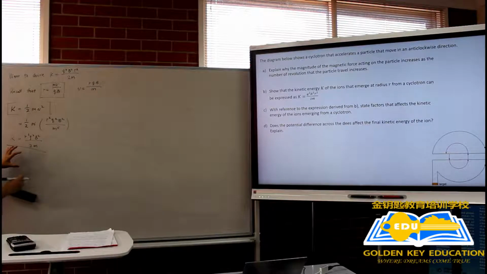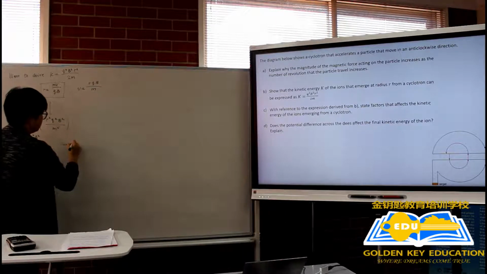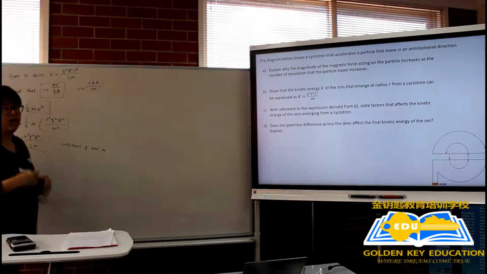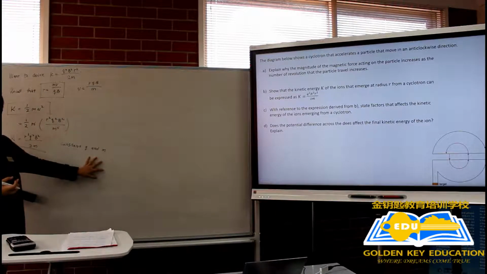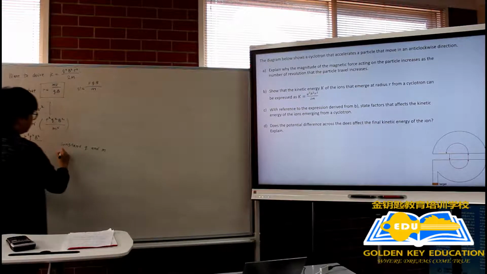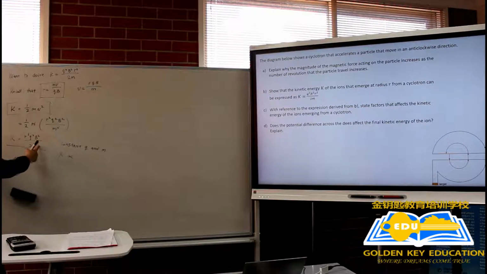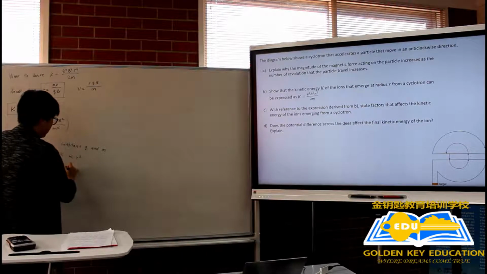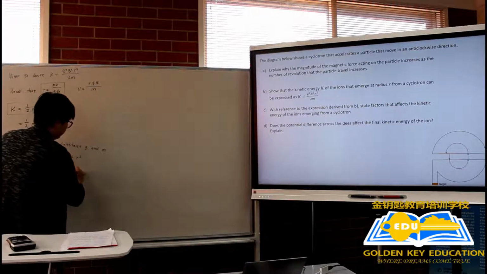Looking at this expression here, we know that for a certain type of ion with constant Q and M, once you have selected a particle, Q and M are constant, they won't change. Then we know that K is proportional to R squared, and K is also proportional to B squared here.